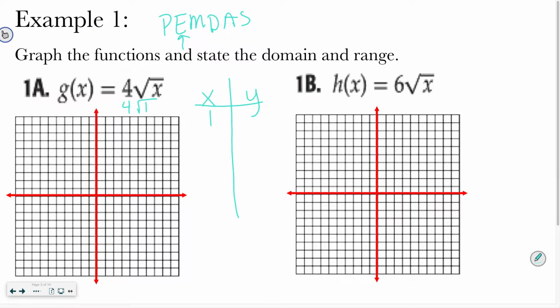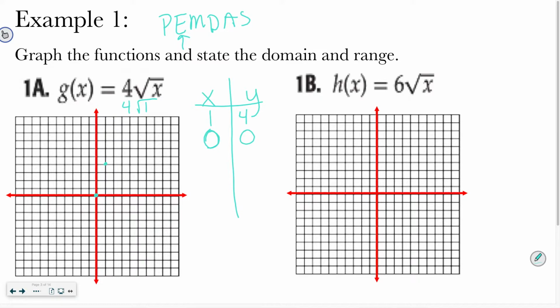So we have 4 times the square root of 1. I'm going to start with that square root of 1. Square root of 1 is 1. So then I have 4 times 1. I get 4. So 1, 2, 3, 4. There's 1 dot. I'm also going to plug a 0 in. The square root of 0 is just 0. 0 times 4 is 0. So I'm going to have a dot at the origin.